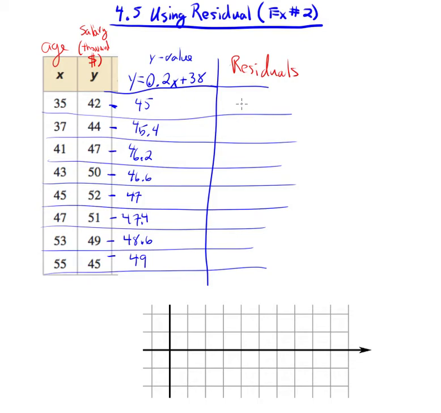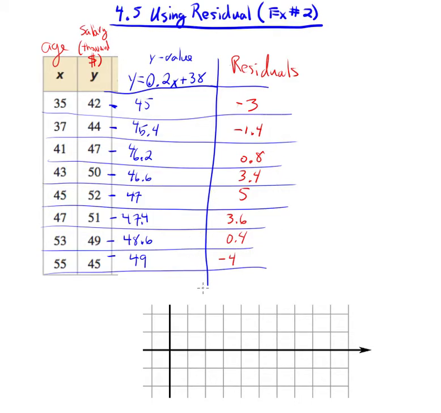Let me change colors here. So our residuals would be -3, -1.4, positive 0.8, positive 3.4, positive 5, positive 3.6, positive 0.4, and -4. So at first glance, I'm not really sure.